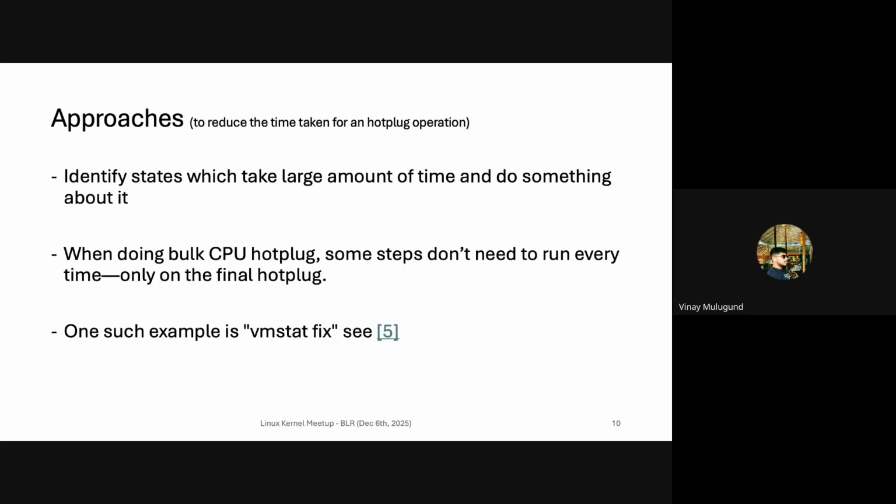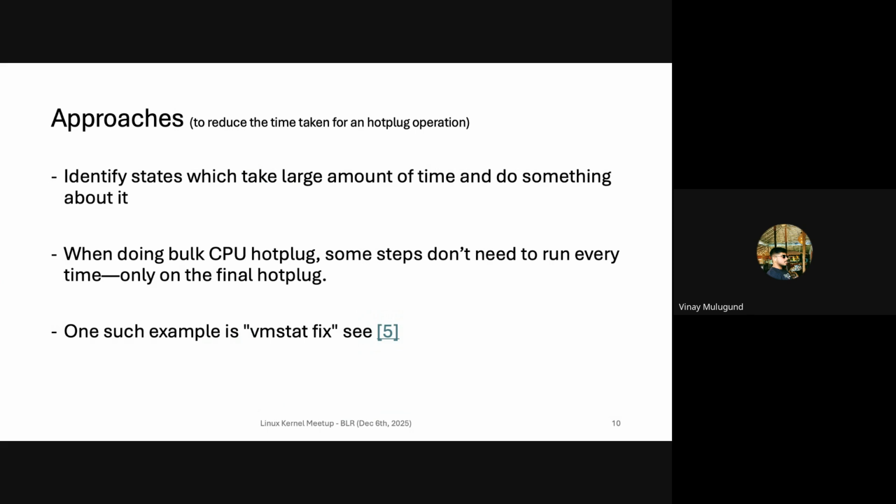So there have been other approaches that try to reduce the time to finish a single CPU hotplug operation, which is to go through all the callbacks, figure out which ones are taking more time, and then see if something can be done. When we are doing multiple hotplug operations, there would be some operation that will be executed every single time. But because we are going to immediately do another CPU hotplug operation, the same operation will be executed again, and the artifact that was generated previously is now no longer needed.